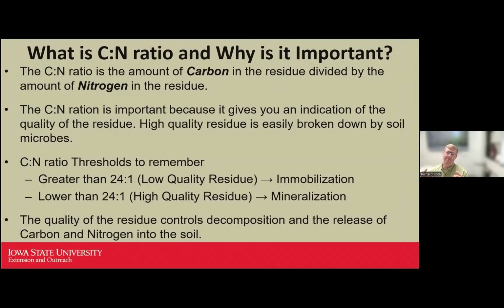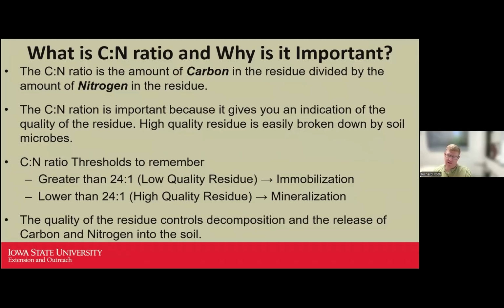So as I mentioned, mineralization and immobilization are driven by what's called a C to N ratio. Very simply put, it's the amount of carbon for every nitrogen in a given residue. Whether that's crop residue, cover crop residue, or soil organic matter particles, everything has a carbon to nitrogen ratio.